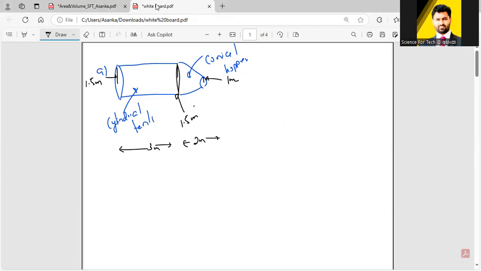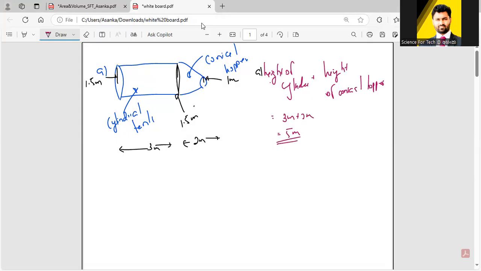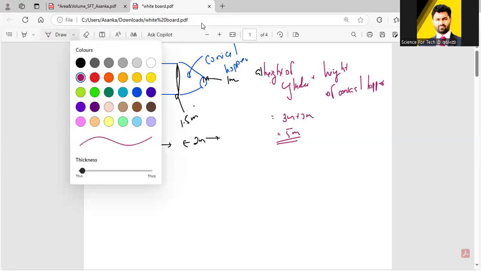The answer for the first one: they asked about the height, no? Then we have to add these two heights. That means height of cylinder plus height of conical hopper. The answer should be 3 meter plus 2 meter, it is 5 meter. Then let's move to the second part.